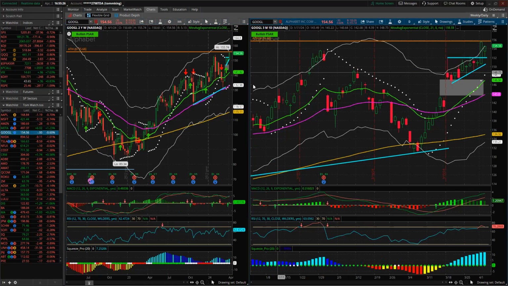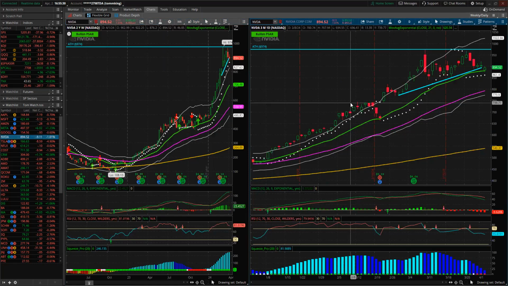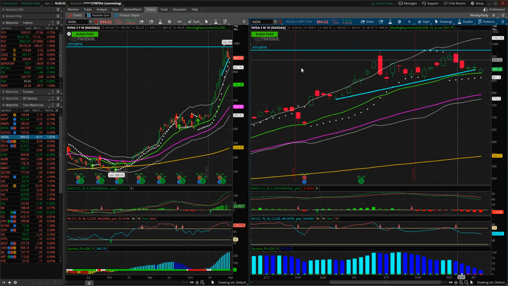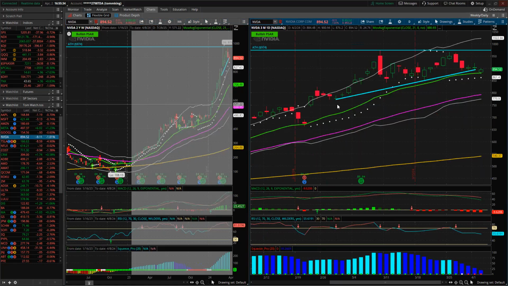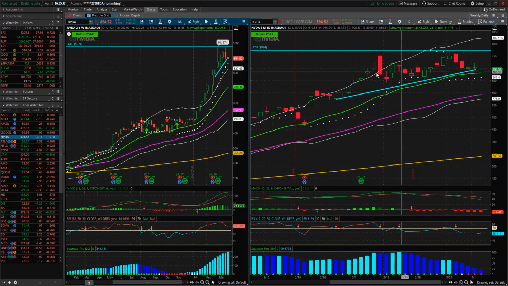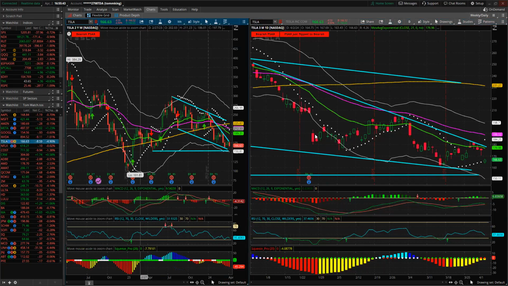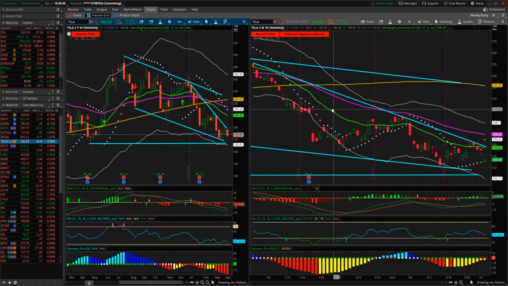Ascending triangle breakout on Google. It looks pretty good. Everything's moving pretty well on that. On the daily, you've got a bit of an ascending triangle here on NVIDIA, and a little bit of it on the weekly, even though momentum has been to the downside. Tesla not faring well. It's also in a downtrending channel, but inside that channel is a descending wedge.